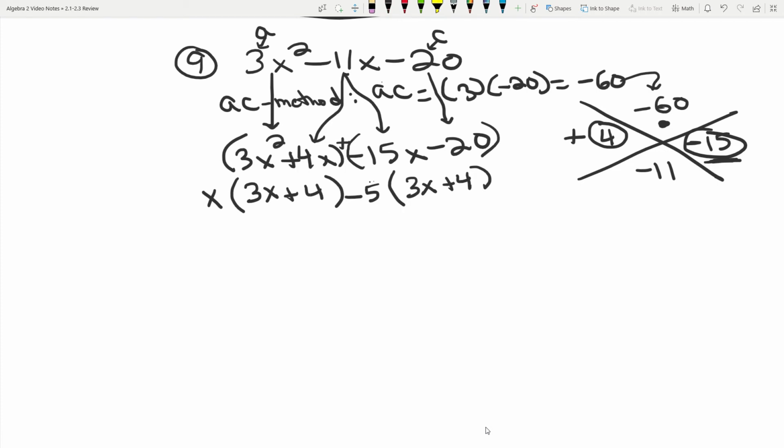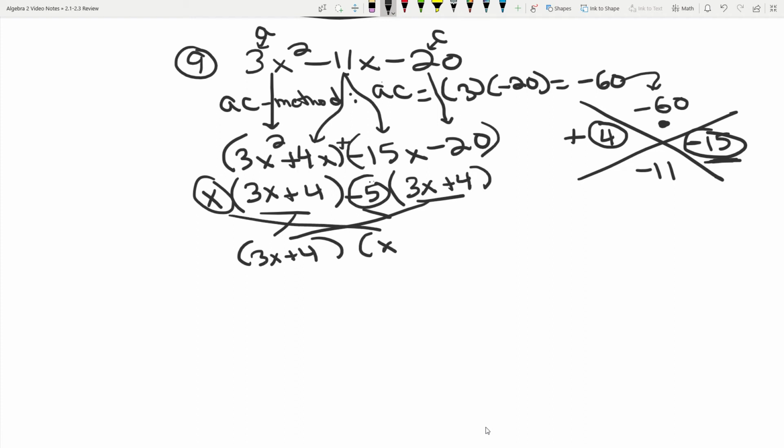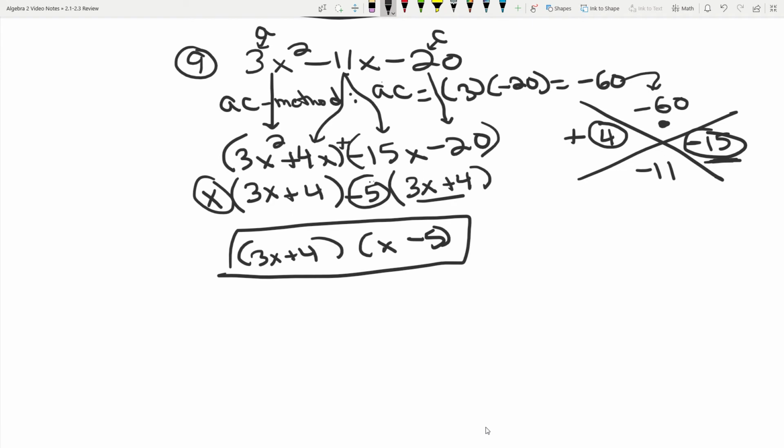All right, now you see that these two match, right? So make one of them your factor. So we got 3x plus 4. Your other factor is going to be x and negative 5. So put those on the other side. So we got x and then negative 5. So those are my two factors. So we factored it. And let me just rewrite this better. That's a minus 5. All right, so that's how we factor using the AC method.